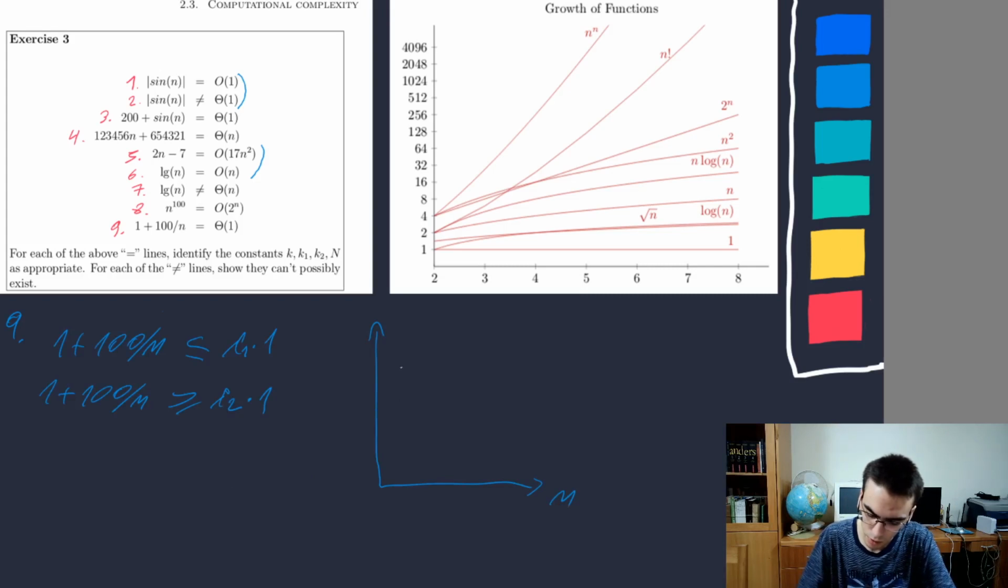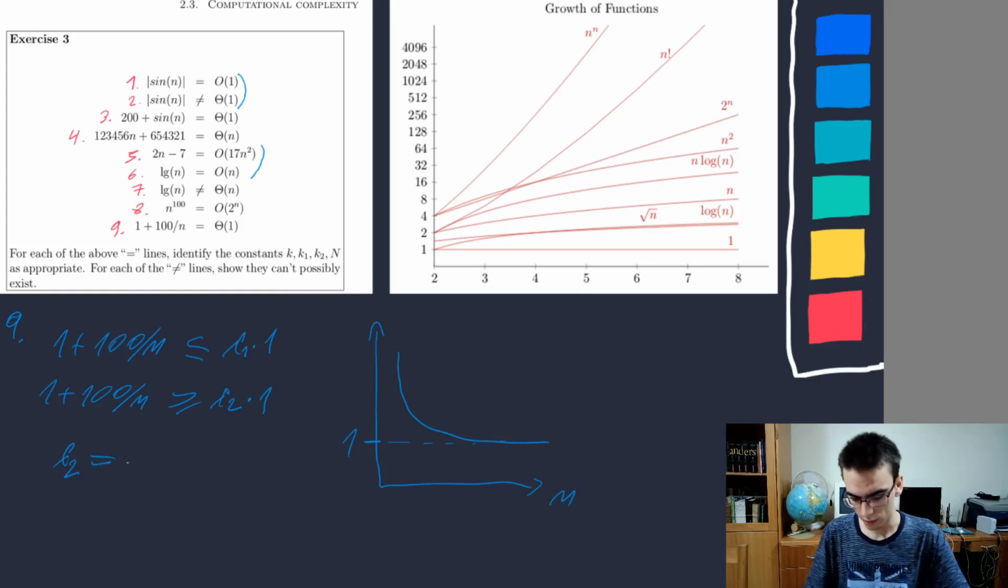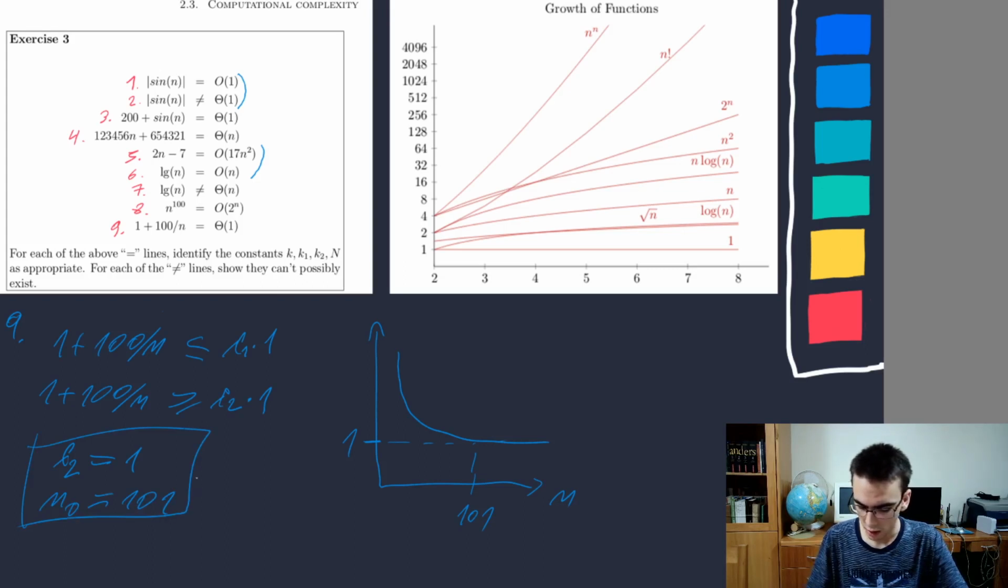For n, we know that this function is going to be something like this, and the limit of this function will eventually converge to 1. With that in mind, to show the lower bound, C2 is going to be 1. And we know that this happens somewhere like 101, for example. So we can say that n0 is going to be 101. That's the solution for the omega case.